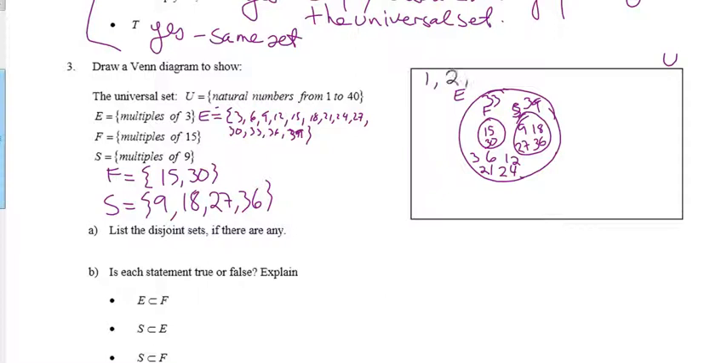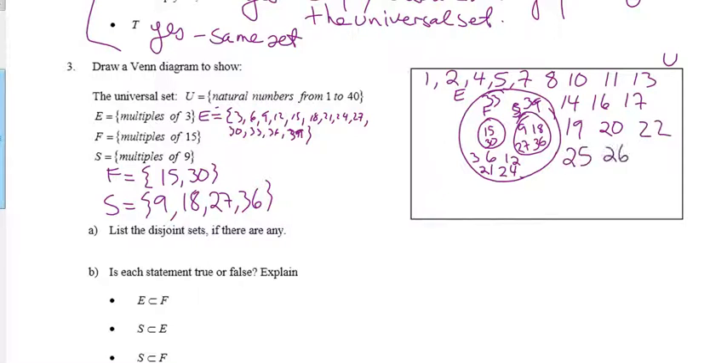So 1, 2, not 3, 4, 5, we don't need 6, we don't need any multiples, so 7, 8, don't need 9, 10, 11, we don't need 12, 13, 14, don't need 15, 16, 17, don't need 18, 19, 20, 21's already accounted for, right? So you can only be in one spot. You can't be both outside the circle and inside. You're either a multiple of 3 or you're not. Anything out here is not a multiple of 3. So 20, 22, 24, no, 25, 26, 27, no, 28, 29, not 30, 31, 32, not 33, 34, 35, 37, 38, and 40.